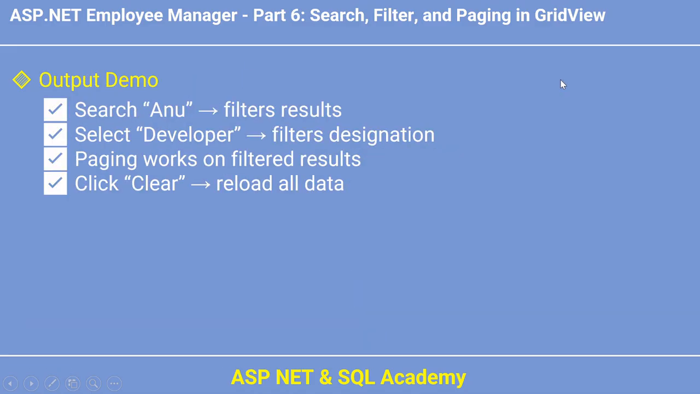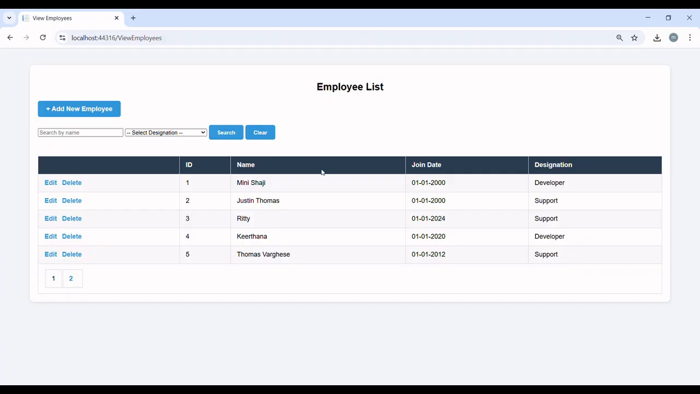Let us see it in action. Searching by name filters the records. Choosing a designation narrows the list. You can still paginate through filtered results.